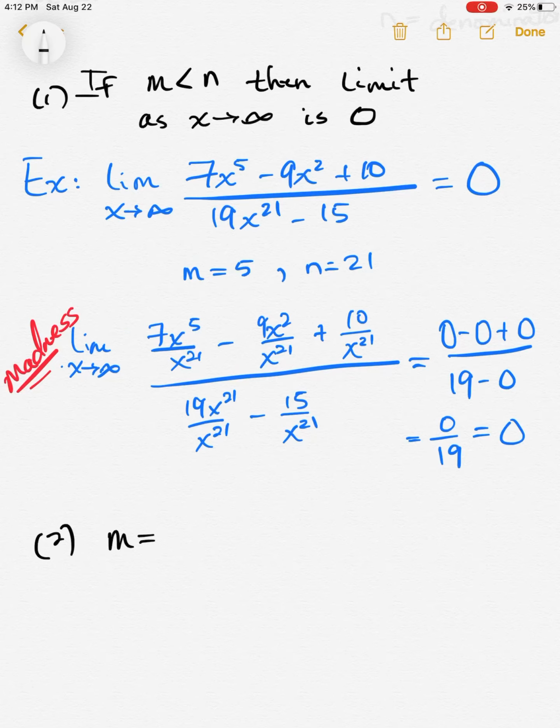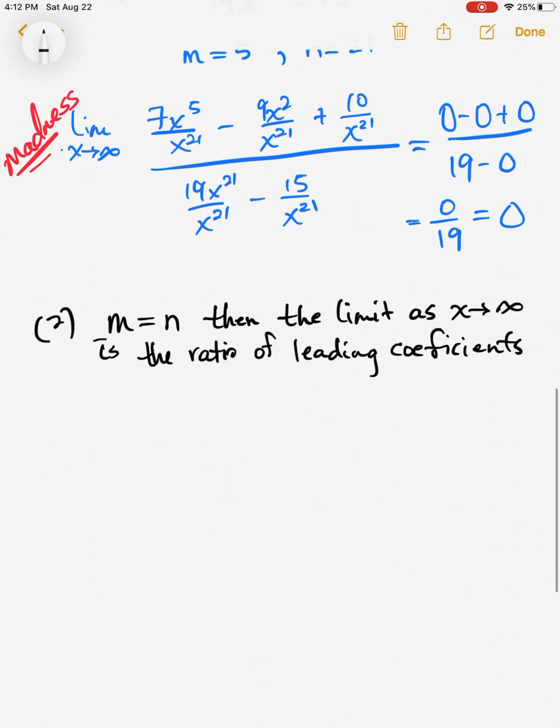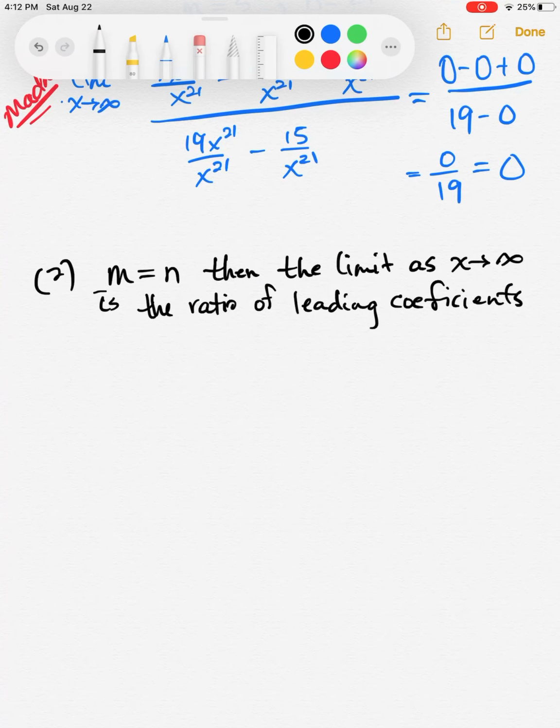If the numerator degree equals the denominator degree, then the limit as x approaches infinity is the ratio of leading coefficients. See, you want to have these little nuggets right here in your pocket. Let's pull in the example to make this make sense.